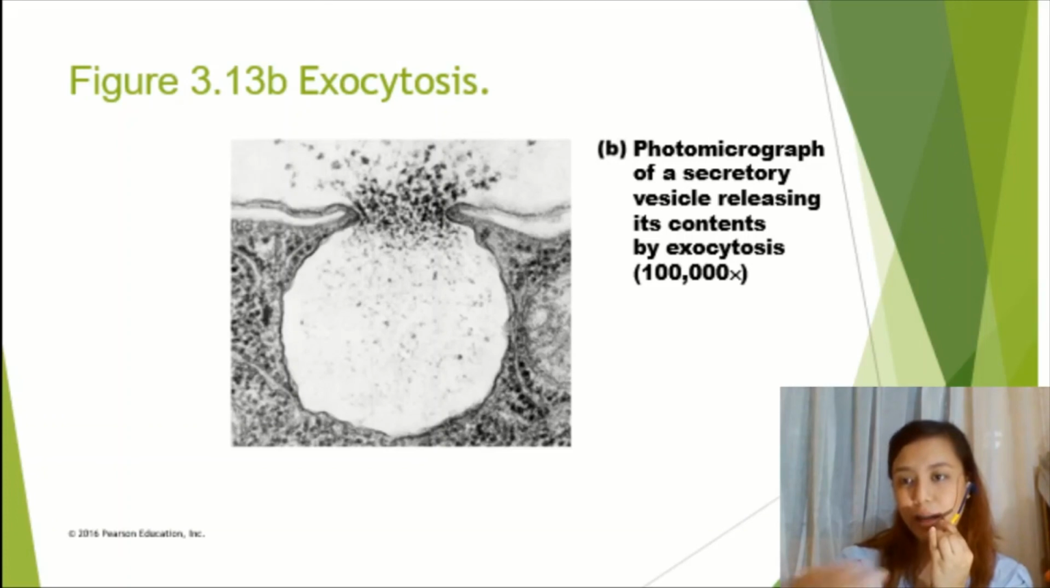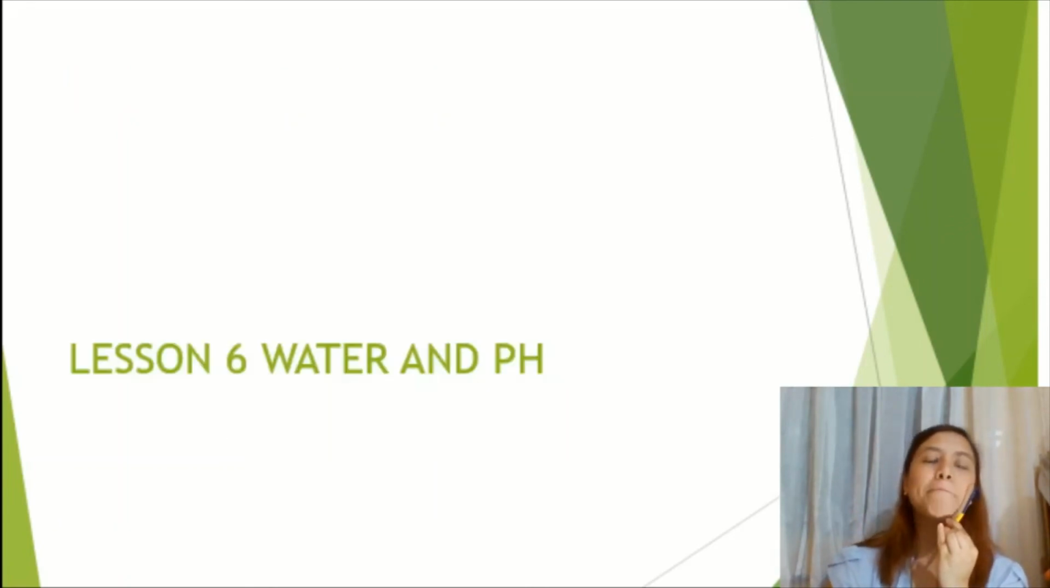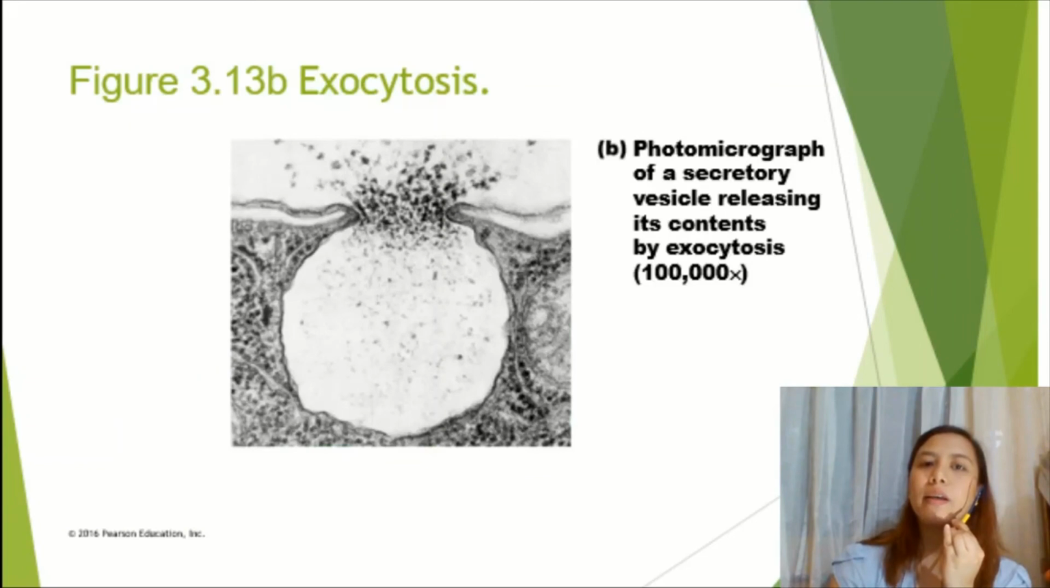So here's an example of your secretory vesicle. Usually it can be found in our armpits. So usually we have discharges there. That's why we use deodorants and other stuff in order for us to control odors and other secretions. Okay, so that would be it.